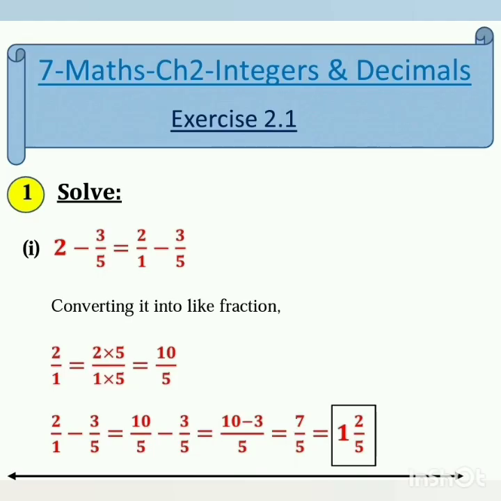Hello friends, today we are starting chapter 2, integers and decimals, from standard 7.